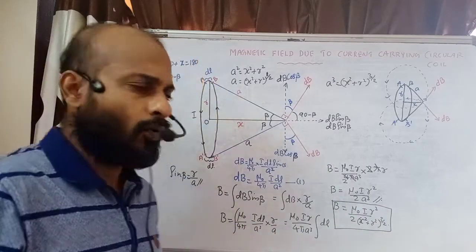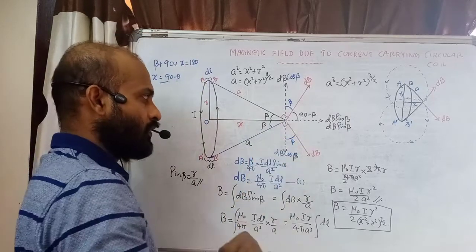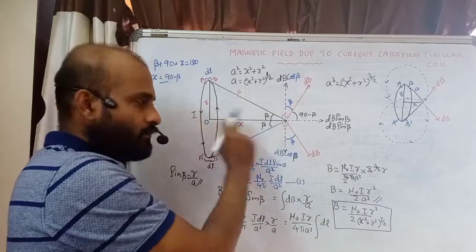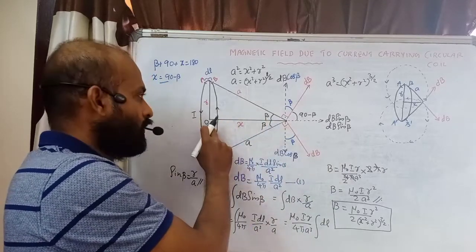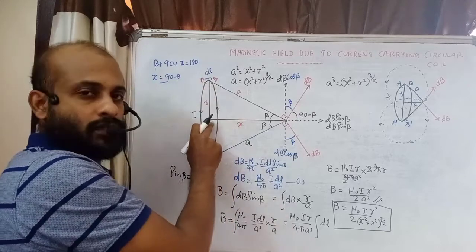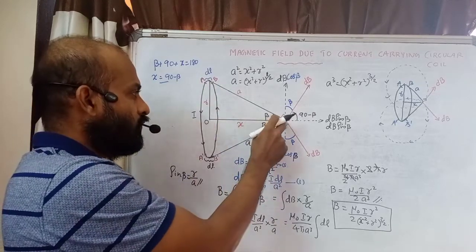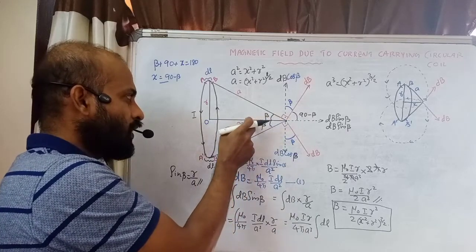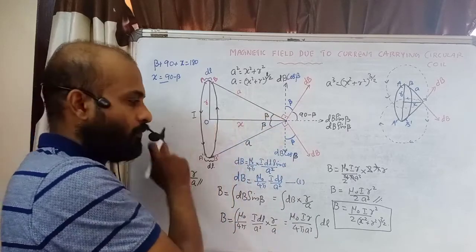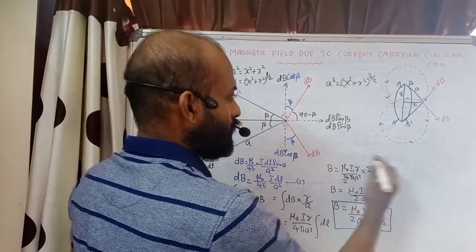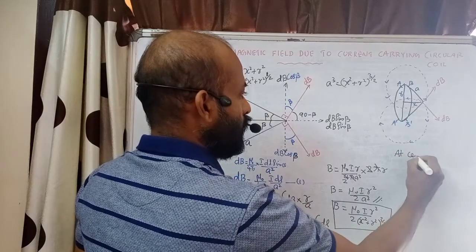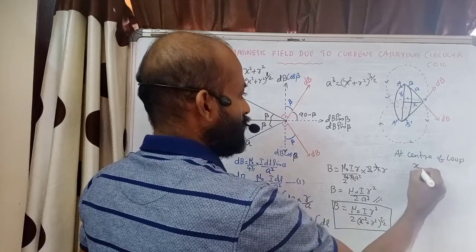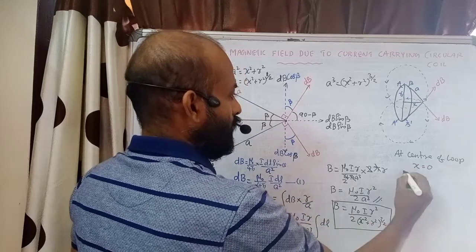Now let us assume that the point P, I will mark the point, this is our point, is along the center. This point comes to the center, which means we need to find the magnetic field at the center of the circular loop. So what we have to do: when this point comes to the center, the value of x decreases gradually and here it will become 0. So we need to put 0 here instead of x. So at the center of the loop, we will do x is equal to 0. So what is B?